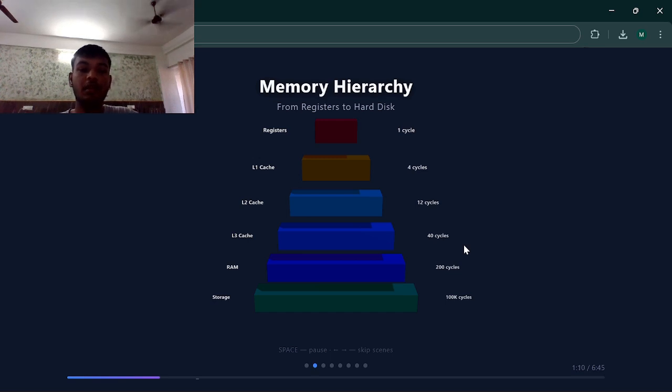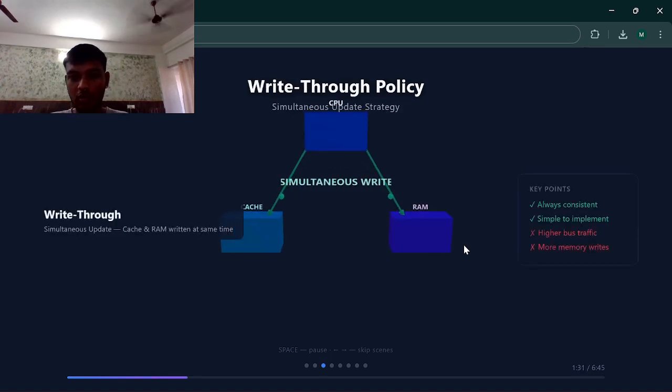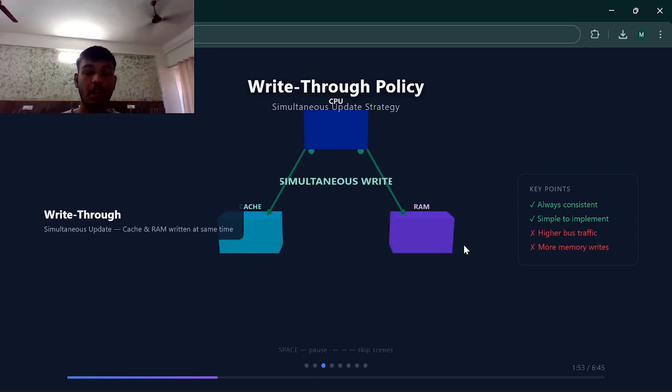So let's start with the write policies, going to write through. In this approach, every write operation updates both cache memory and main memory. As shown, the CPU sends data to both RAM and cache memory. This ensures data consistency. Main memory always has the latest value. However, it comes with a cost. If anything has an advantage, it also has a disadvantage. Writes to the memory increase the traffic and slow down the performance. So write through is simple, safe, but slower. Key points: always consistent, simple to implement, but higher bus traffic and more memory writes.